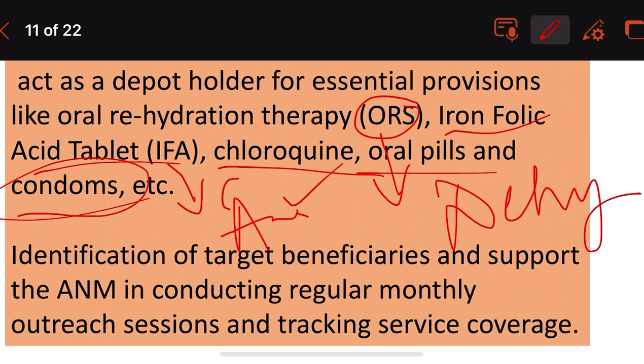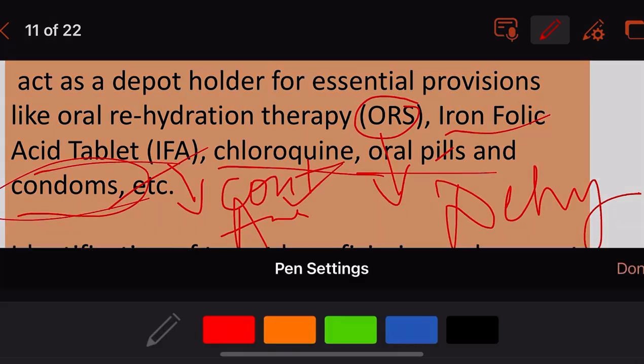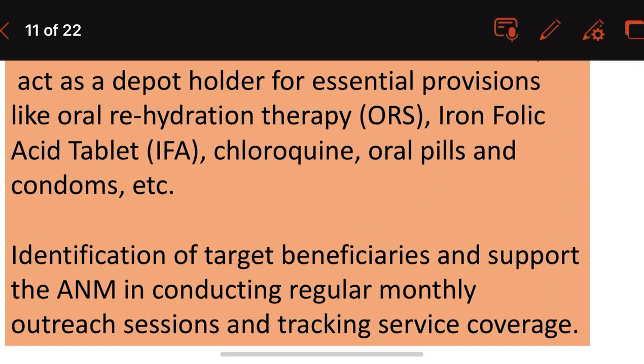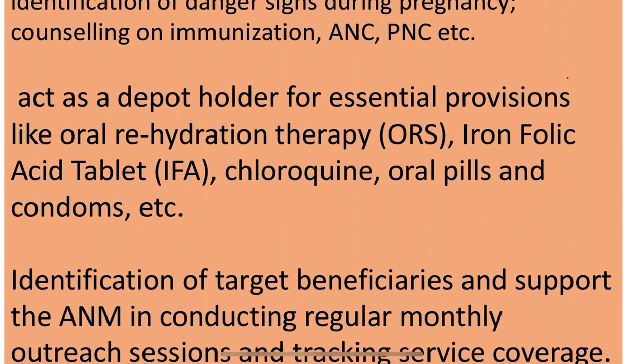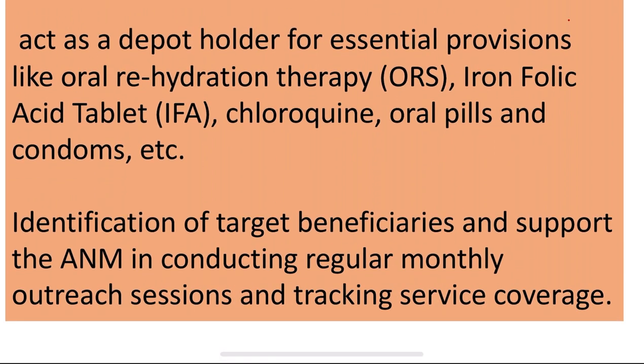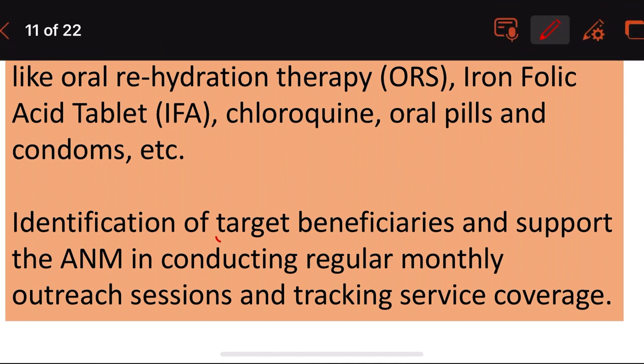Okay, as contraceptive methods, she will also provide oral pills and condoms. So for the provision, she is the depot holder for ORS, iron folic acid tablets, chloroquine, oral pills, and condoms. She also carries out identification of the target beneficiaries and supports the auxiliary nurse midwife. So she will also identify these target beneficiaries.